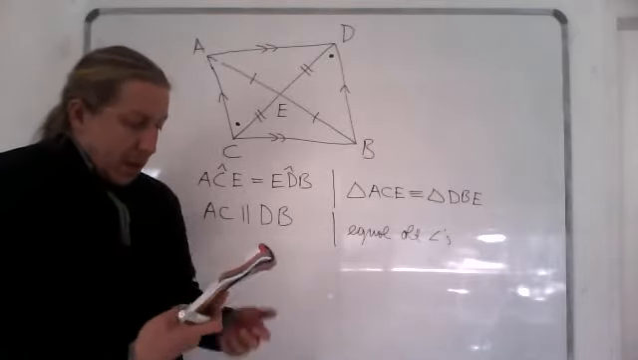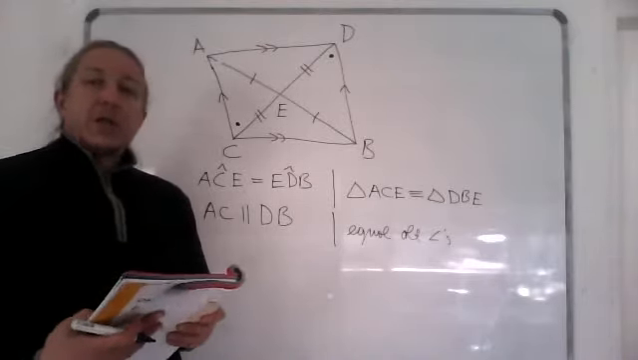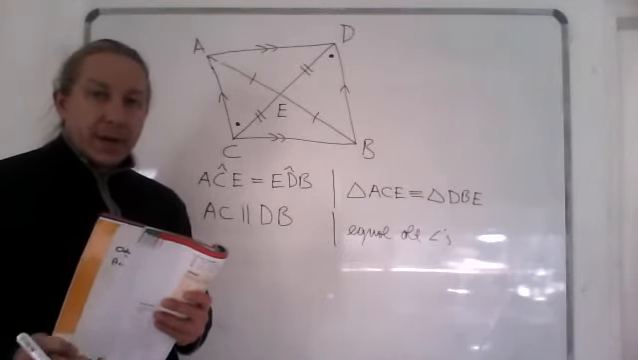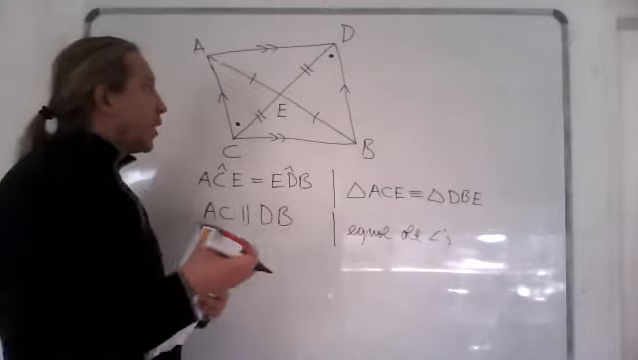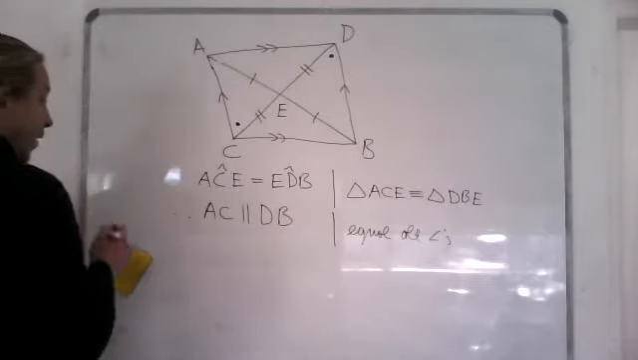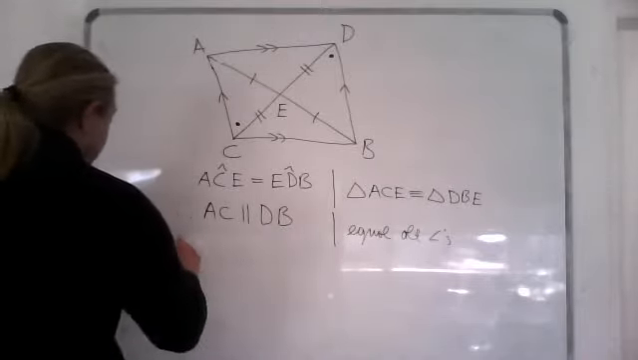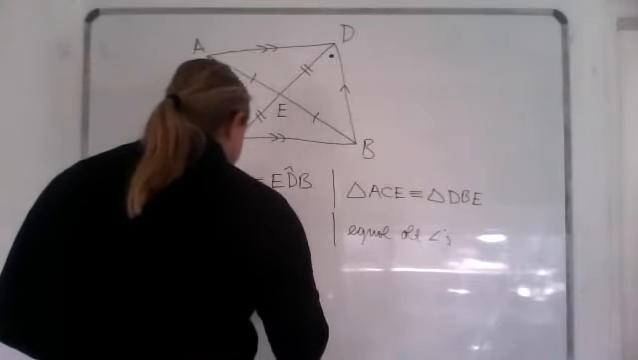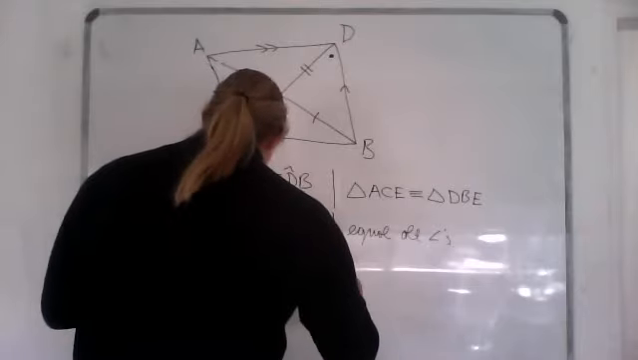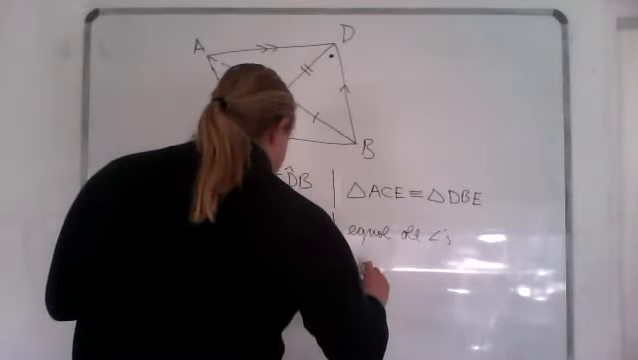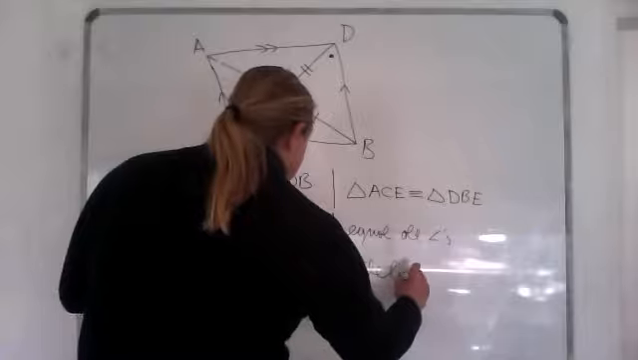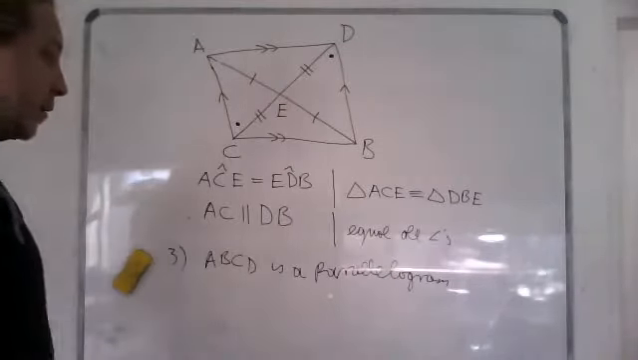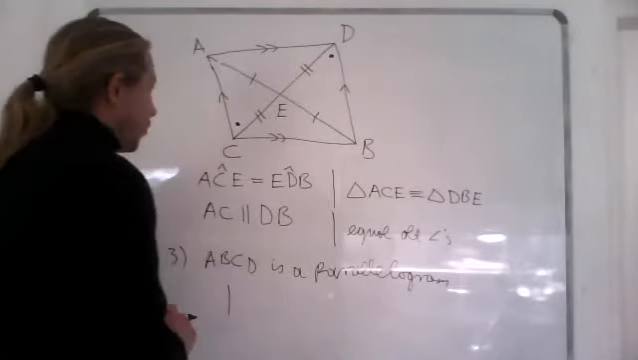Right, so if we conclude that the shape is something, we need to give them a reason. So what is the reason for concluding that this is a parallelogram? For number 3, we're going to say that ABCD is a parallelogram. It's a mouthful. So ABCD is a parallelogram. What is our reason for it?